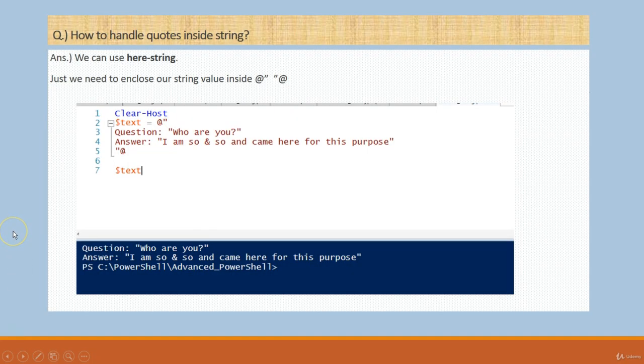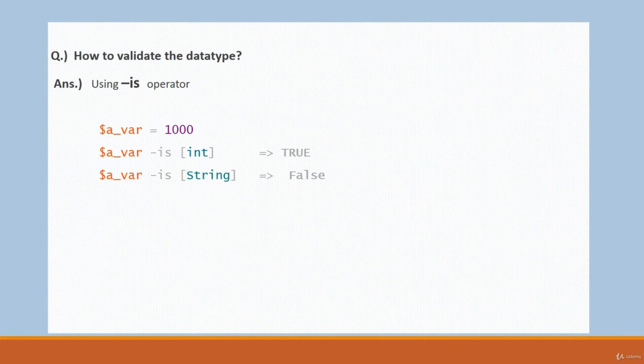Using the -is operator, we can validate the data type of any variable. It is a good way of writing a script. So in case we strictly want a string data type variable, we can use the -is operator and it will return true if the variable is a string, else it will return false, and accordingly we can proceed in our program.